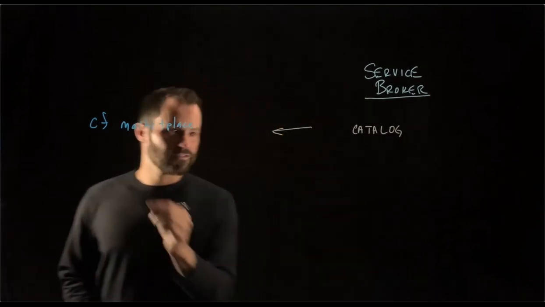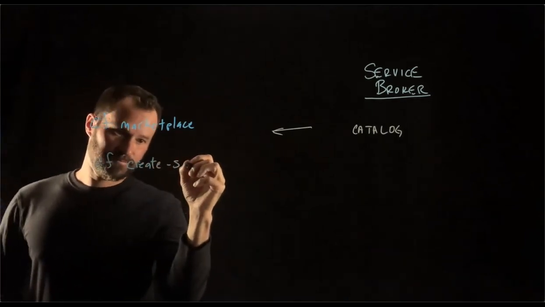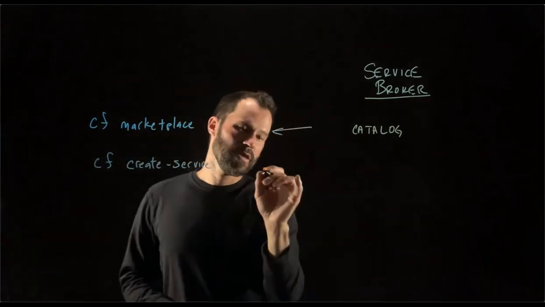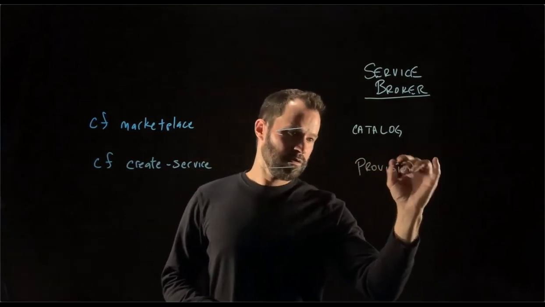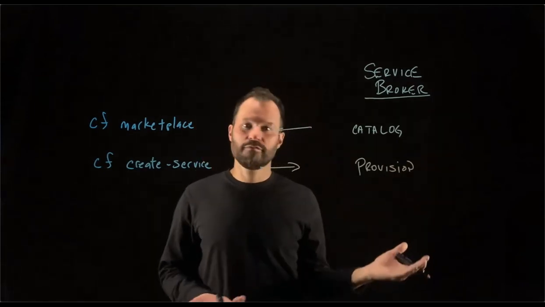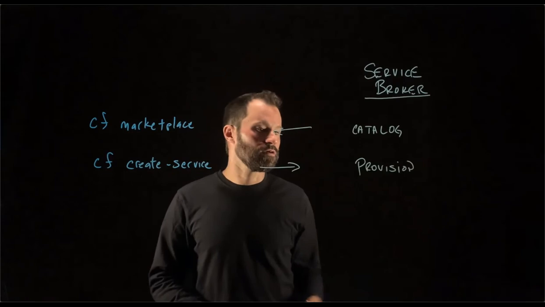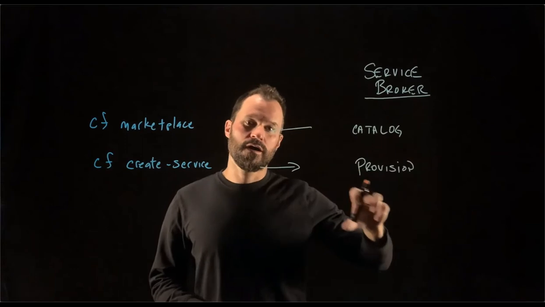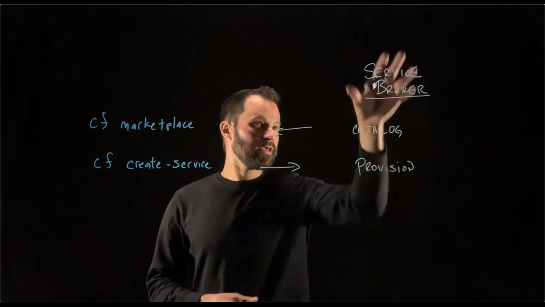When you go to create a service and you do a CF create service, again, cloud.gov or Cloud Foundry is making a call to that service broker. And what it's asking that service broker to do is to provision an instance of that service. That could be a MySQL instance, a Postgres instance, a Redis instance, or an instance of our external domain broker. The important thing is that all of the technical complexity around provisioning that particular service is encapsulated inside of the service broker.